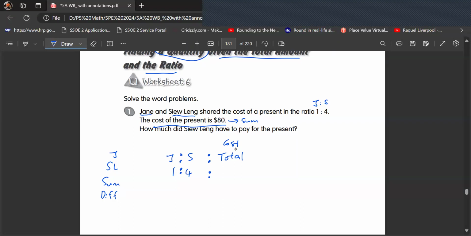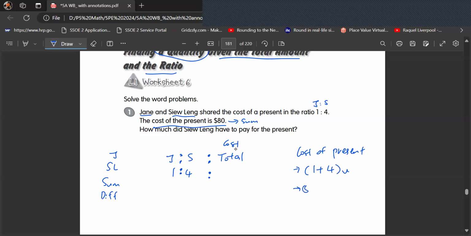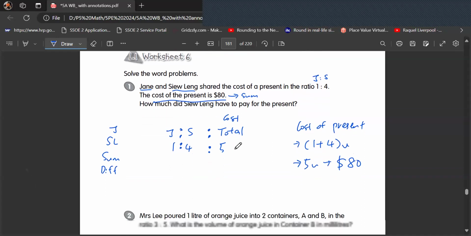Or, I mean, you can draw the model, but these are fairly smaller units. So I can write down just the cost of the present. That's 1 plus 4 units in total. That's 5 units. So 5 units is $80. So here it becomes $80. I'm supposed to look for Xiu Ling. That's 4 units.